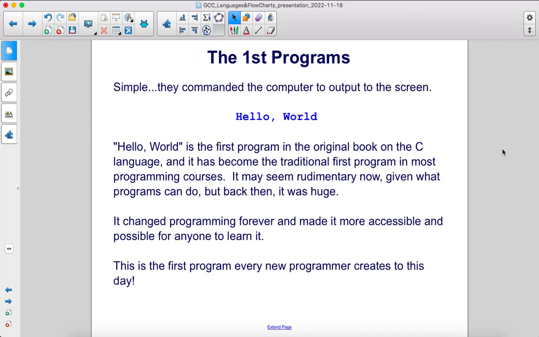So what did the first programs in the 1970s do? Simple. They commanded the computer to output to the screen. Hello World. Hello World is the first program in the original book on the C language, and it has become the traditional first program in most programming courses. It may seem rudimentary now, given what programs can do, but back then it was huge. It changed programming forever and made it more accessible and possible for anyone to learn it. This is the first program every new programmer creates to this day.